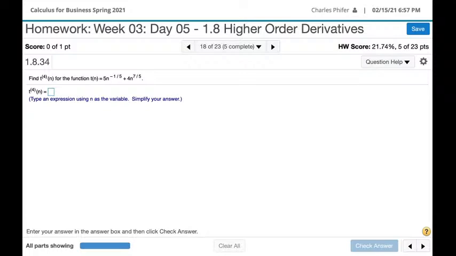This comes from section 1.8, question 34. We're asked to find the fourth derivative of t of n, where t of n is kind of like f of x, but we're just using n. We have 5n to the negative 1/5 plus 4n to the 7/5.